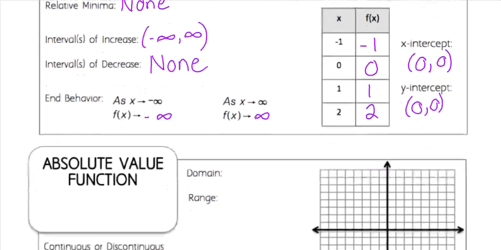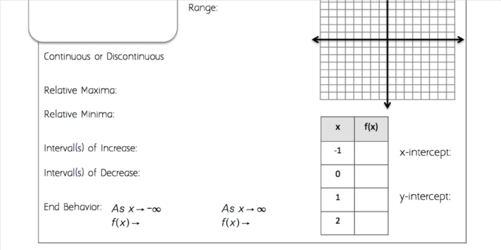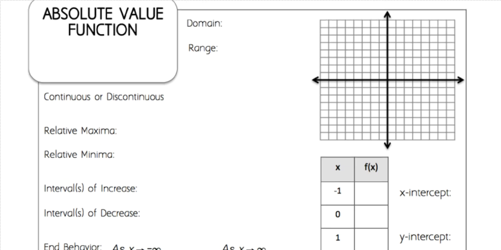The second one we're going to look at is the absolute value function. So the absolute value function is a function. When we write it, the parent function is just the absolute value of x. So again, nothing crazy going on. Parent functions are the basic building blocks. They're the most basic, just the function and an x. So absolute value of x.